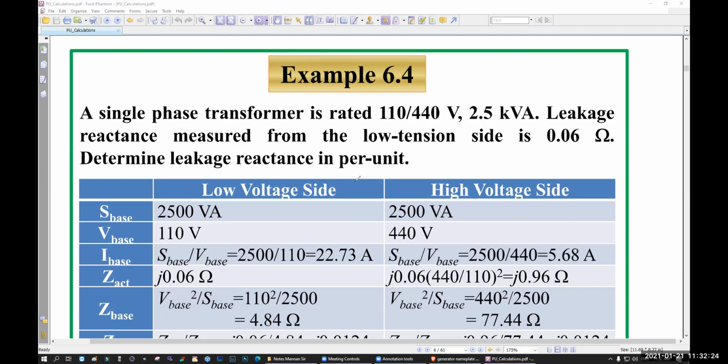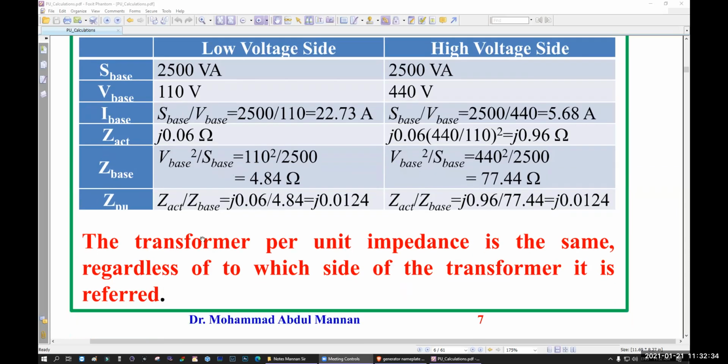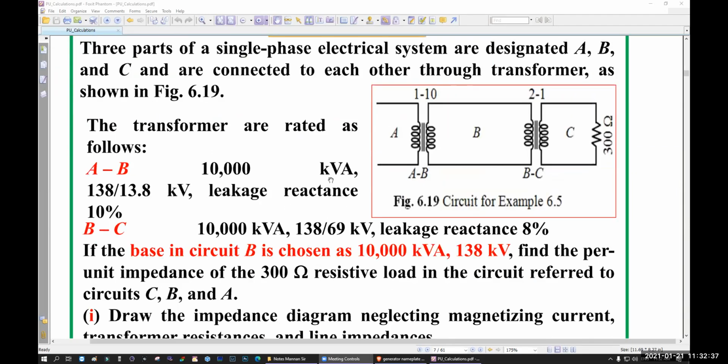Determine the leakage reactance in per unit. Leakage reactance in per unit. So I wrote it down. Everything is the same. You already know what this is, right? Yes, sir. So this is simple.